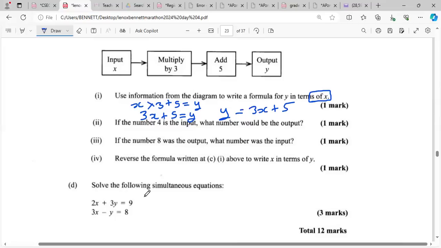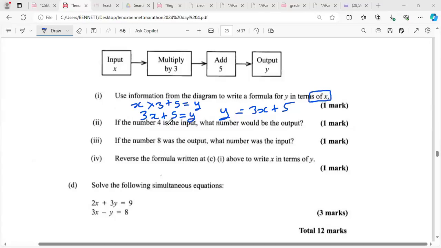It said if the number 4 is the input, what number would be the output? If the number 8 was the output, what number was the input? I like these questions here. And they say reverse the formula, use the one above to write x in terms of y. I absolutely love this one. I didn't realize those were a part of it, you know.